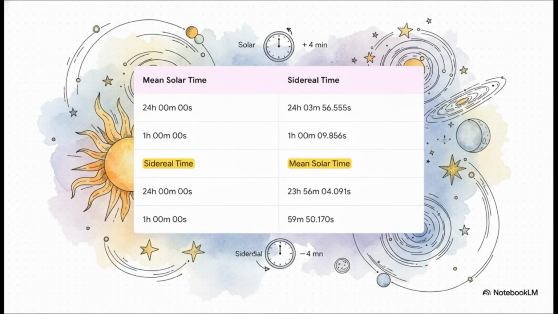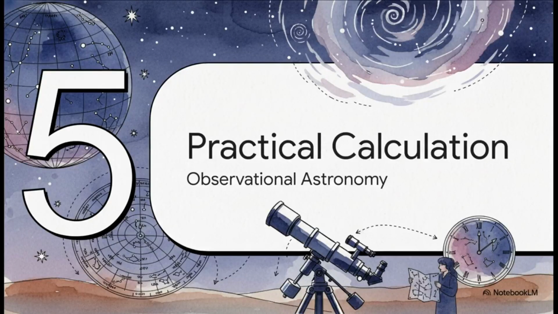And this table here really lays it all out beautifully. You can see a 24-hour solar day is equivalent to 24 hours, 3 minutes, and about 56 seconds of sidereal time. And look at the flip side. A 24-hour sidereal day is our familiar 23 hours, 56 minutes, and 4 seconds. You know, for a quick rule of thumb, just remember that one sidereal hour is about 10 seconds shorter than a solar hour. Okay, theory and formulas are great, but how is this actually used?